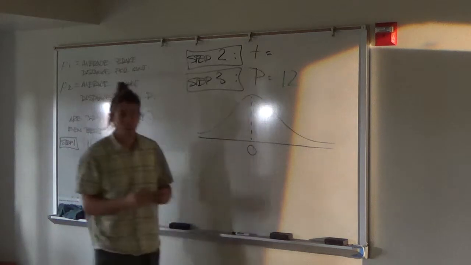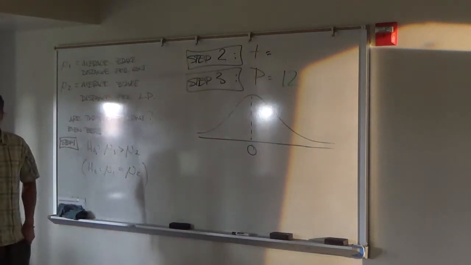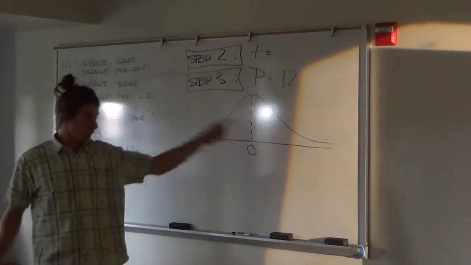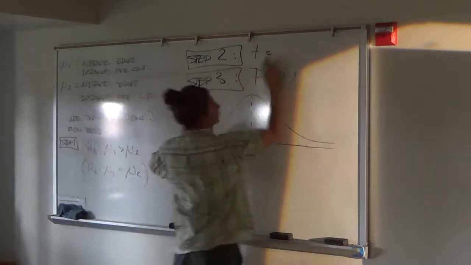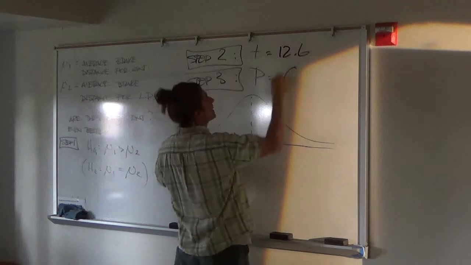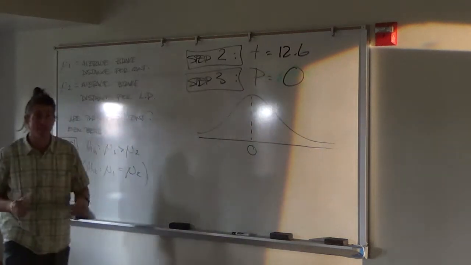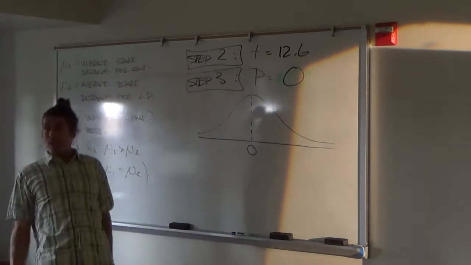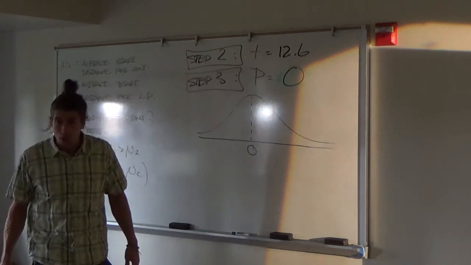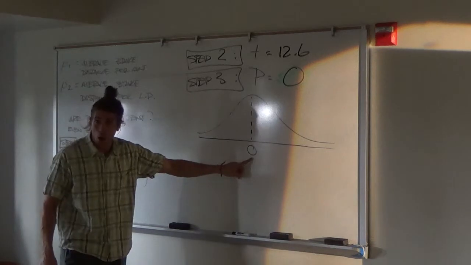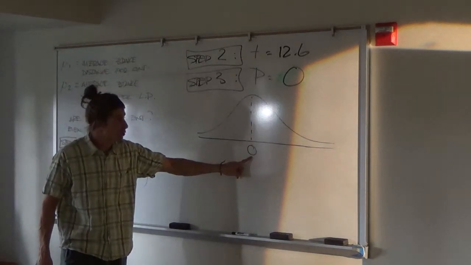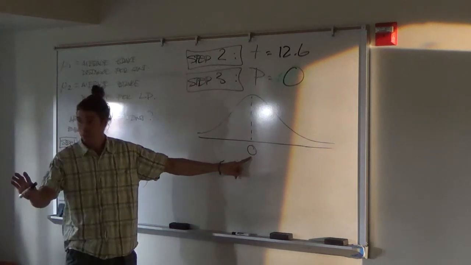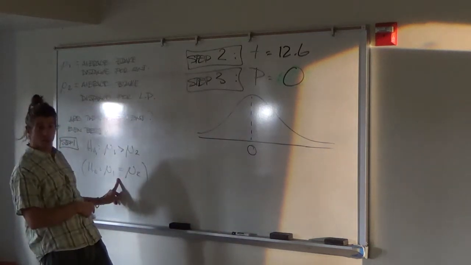What is 12? 12 what? It says P is 0. It does say that. T is 12.6. P is 0. I'm so excited about 12.6. What is a 12.6? Standard deviations away from average. The average should have been 0, assuming the null, assuming that they were the same.